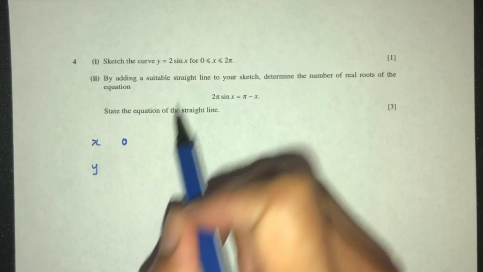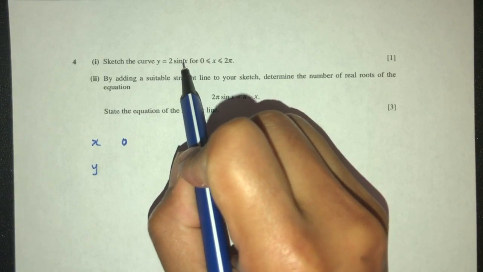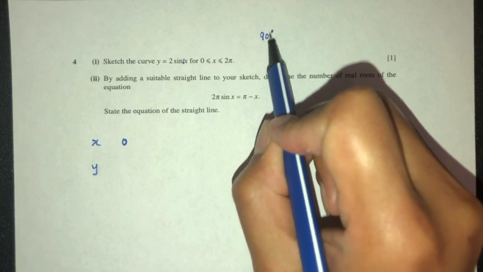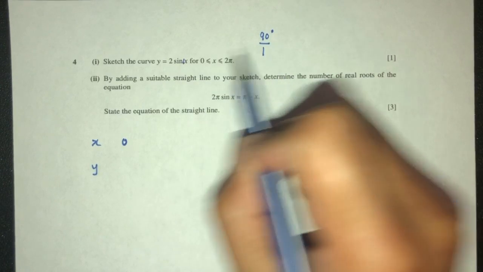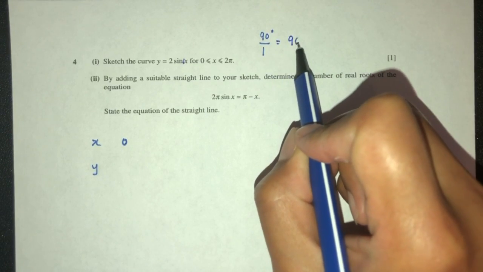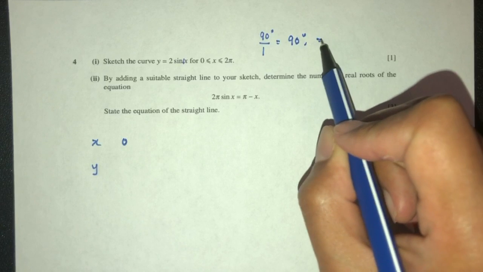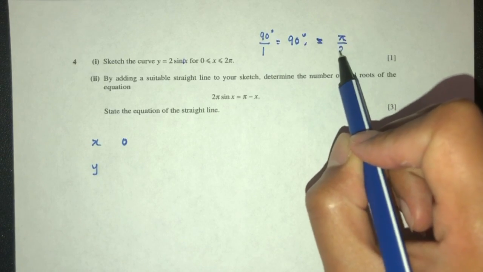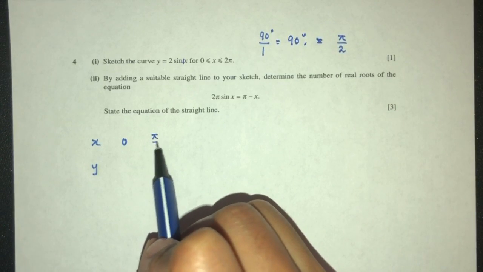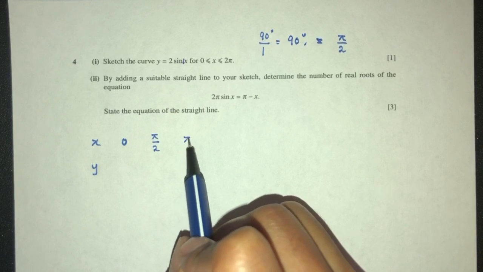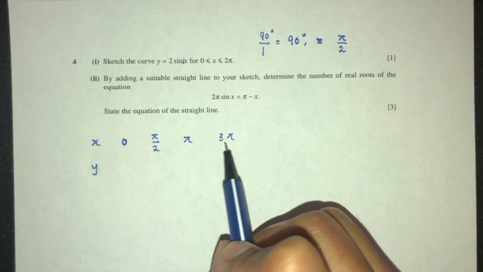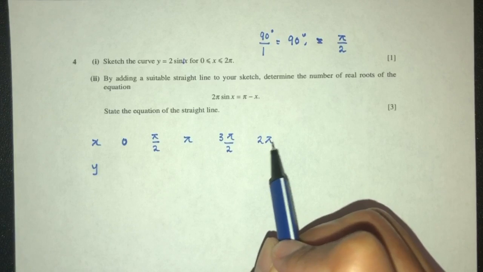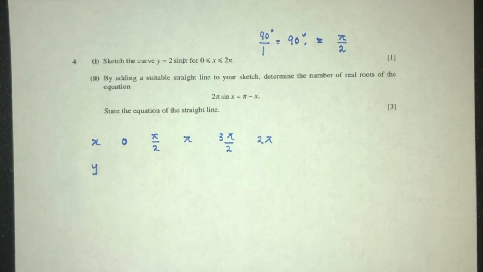To choose the interval, I look at the value in front of x, it is 1. So it will be 90 degrees divided by 1, because here we have 1. So my intervals will be 90 degrees, which is same as pi by 2 radians. That will be pi by 2, and that will be pi, 3 pi by 2, and that should be 2 pi.